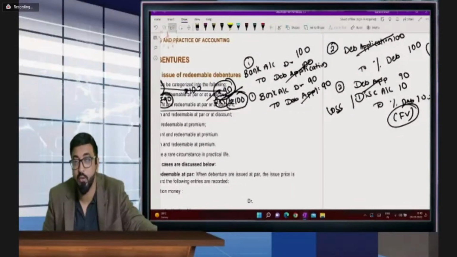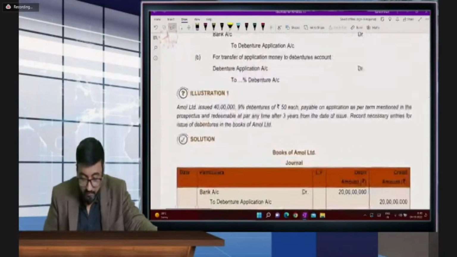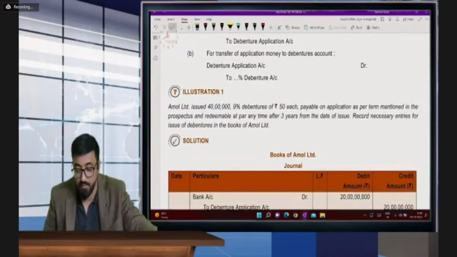So bank account debit to debenture application, and debenture application account debit, loss on the issue of debenture account debit to debentures account 100. See illustration number 1. So it will be easy for you to understand.